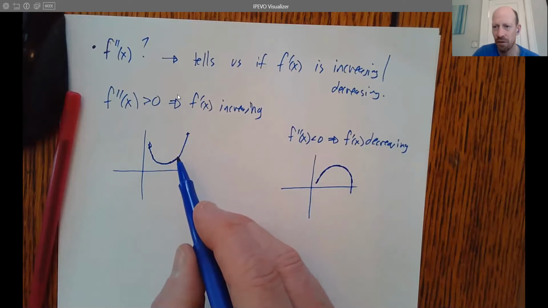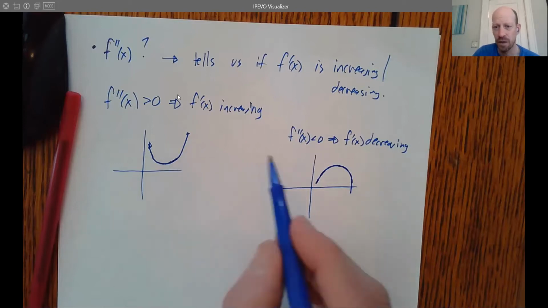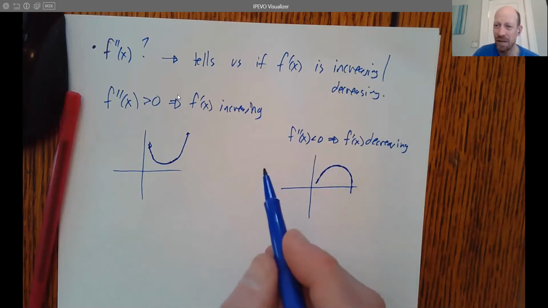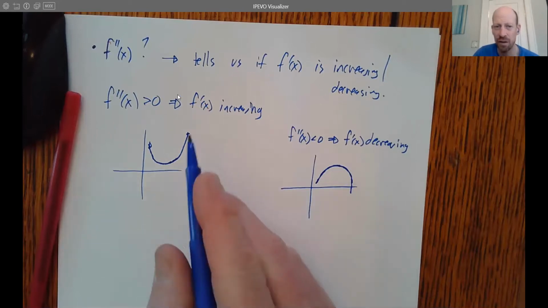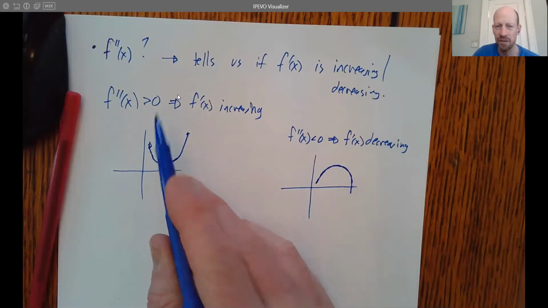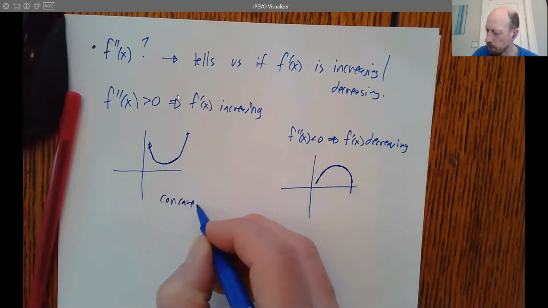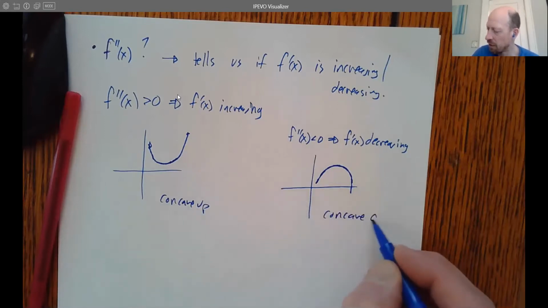So it is not about whether the function is increasing or decreasing, it's about whether the slopes are increasing, right? Or the slopes are decreasing. So this is a separate kind of measurement than increasing and decreasing. And what we call it is concavity. If the second derivative is positive, then we say this function is concave up. And if it's negative, we say it's concave down.